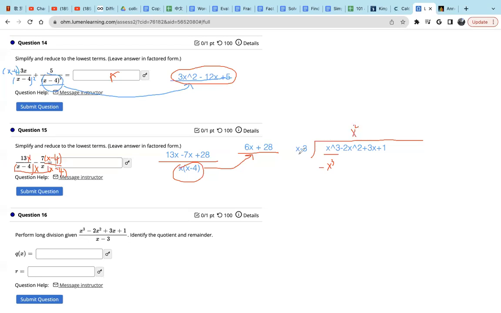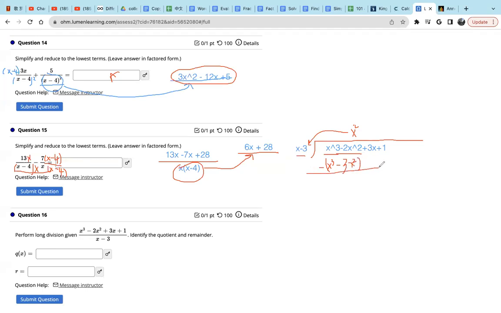Because my divisor is a binomial, I have 2 terms, so I'm taking 2 terms each time. I take x cubed minus 2x squared. I put this x squared above 2x squared. Right. So when I multiply x squared with x, I get an x cubed. Then I have to multiply x squared with this negative 3, so I get negative 3x squared.